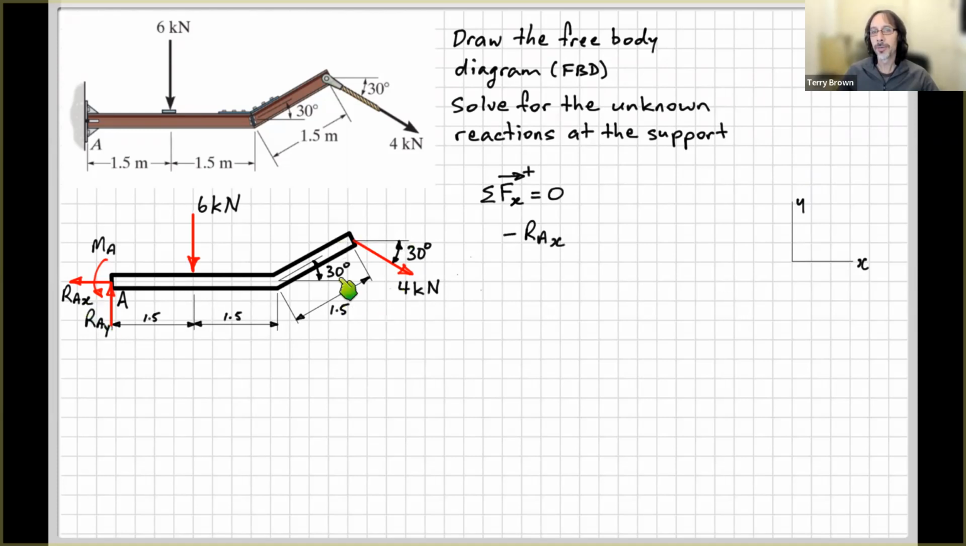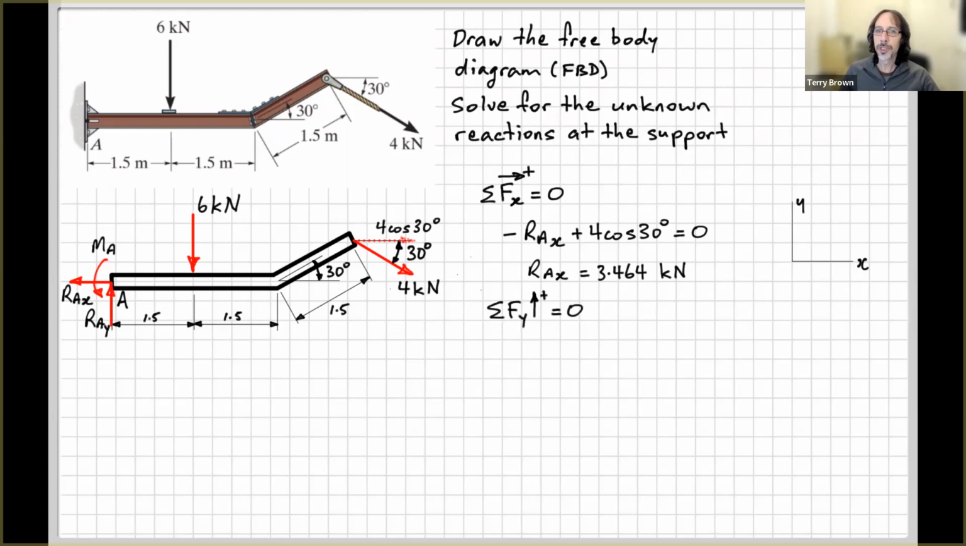The only other force in the x direction is the horizontal component of this 4 kilonewton force. So we put in that and use our trigonometry to work out that component. If we consider this right angle triangle here, this 30 degrees is adjacent to this side here, so this will be 4 cos 30 degrees. It's going to the right, so it's positive, and they're the only two forces, so make that equal to 0. Do your maths and solve for RAX.